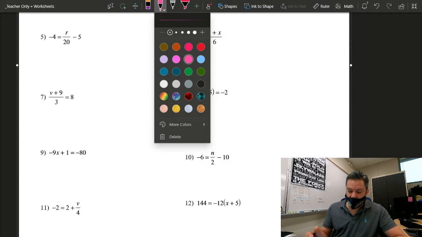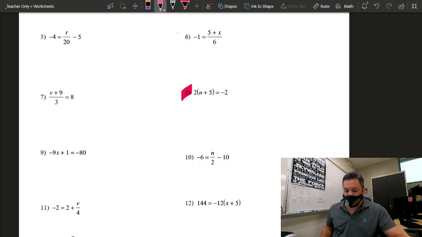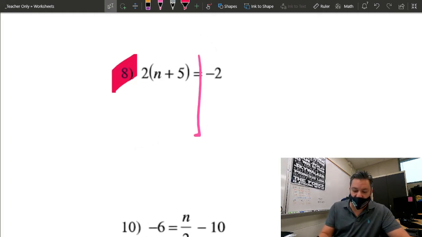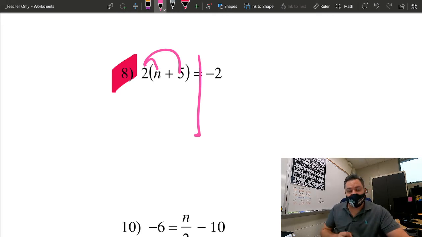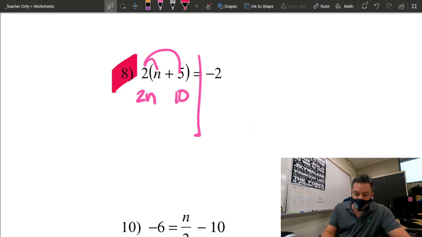So, number 8. Over here we have a group being multiplied by 2. Before we can do anything, we got to get rid of that group. Okay? So, in order to get rid of that group, I'm going to have to multiply it out. 2 times n, 2 times 5. Always taking care of the signs. Always pay attention to the signs. So, the first step, 2 times n, is just going to be 2n. And then 2 times 5 is 10. Everything's positive, so I'm adding. The other side stays the same.